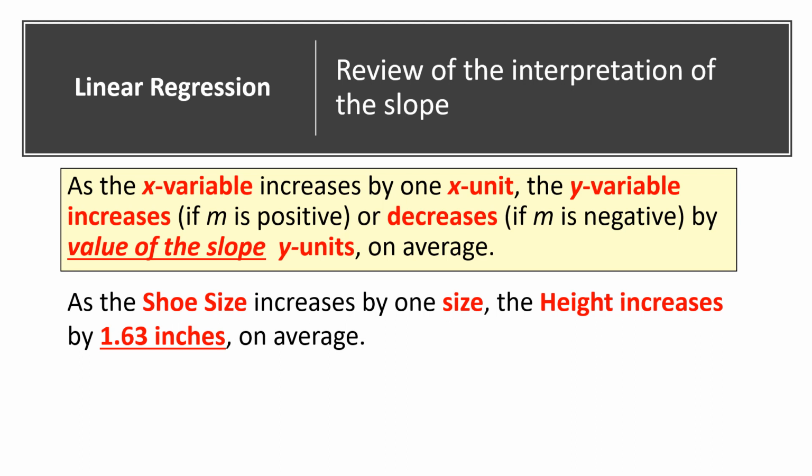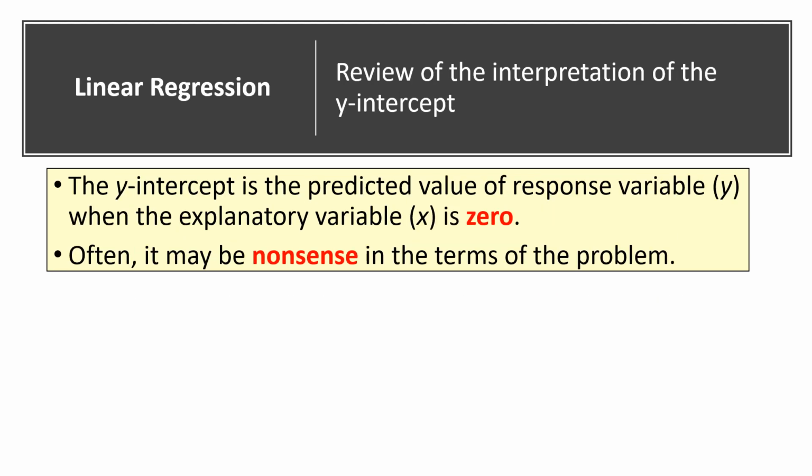Let's look at the y-intercept. Here's the template for the y-intercept. It is a point. It is the predicted value of the y when the x is 0. Many times the y-intercept does not make sense in terms of the problem, usually because the value of x may not make sense in the problem. But there are times where the value of x does make sense, or there's data near the value when x is equal to 0, and then it could make sense in terms of the problem.